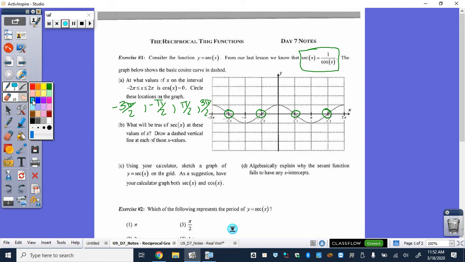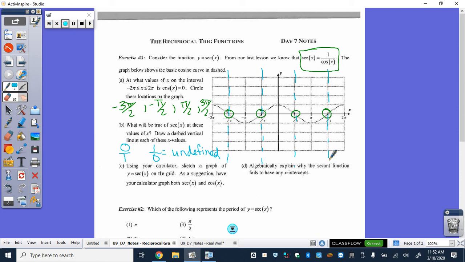So secant, remember, is the reciprocal of cosine. So if cosine's value is a 0, we could say it is 0 over 1. If I flip that, I get 1 over 0. We can't have that. You can't ever be over 0. So whenever cosine is a 0, that means your secant is going to be undefined, which is going to create an asymptote. So we're going to have asymptotes at those 4 values. So using your calculator, sketch a graph of secant x on the grid. As a suggestion, have your calculator graph both secant x and cosine of x.